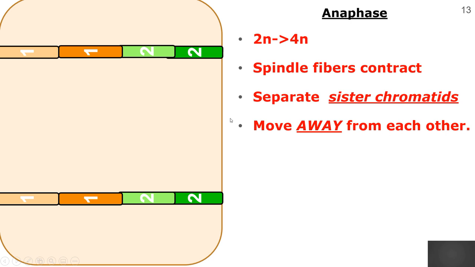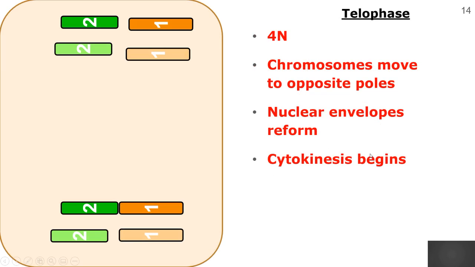Because in anaphase, those spindle fibers are going to start to contract, which is going to separate those sister chromatids. So anaphase, it starts with A, they're moving away from each other. So now I am no longer diploid. I've moved from a 2N to a 4N state because each of these guys still has a centromere. So now I have 4 times as many chromosomes as before.